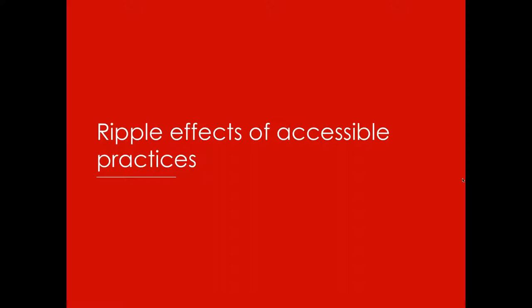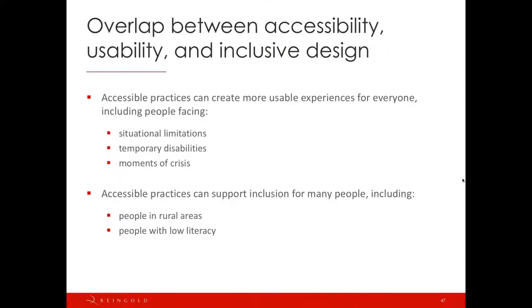Okay. And so we mentioned at the beginning that making your site more accessible can have effects on people outside of the targeted audience who have disabilities. And this is because accessibility, usability, and inclusive design are related. Accessible practices can improve the usability of a website for everyone, including people facing situational limitations. And we'll show you some examples of this in a minute. Accessible practices can also support inclusion by creating better experiences for people in rural areas, for example.